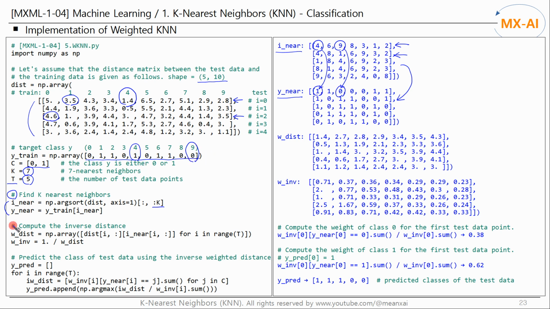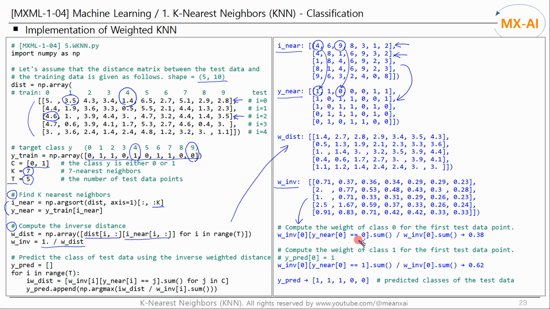Next, we compute the inverse distance. First, we obtain the distances of the training data points contained in I near from the distance matrix. This is the matrix WDist as follows. And find the inverse of these distances. This is the matrix WNV as follows. Now, let's use this matrix to predict the class of the first test data point.